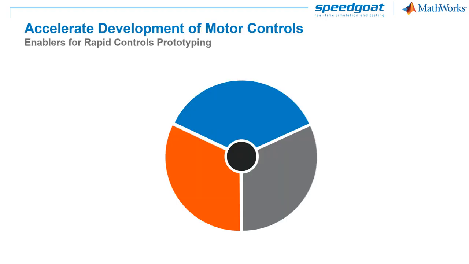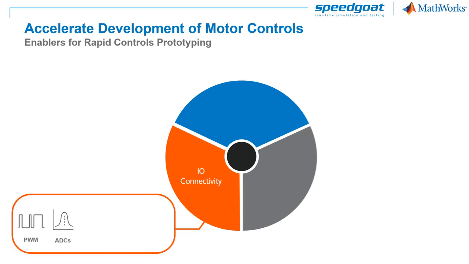Now, which technologies are required for RCP? First, you need to connect to your hardware interfaces such as PWM, ADCs, communication protocols are needed, and you need to synchronize all your I/O channels.